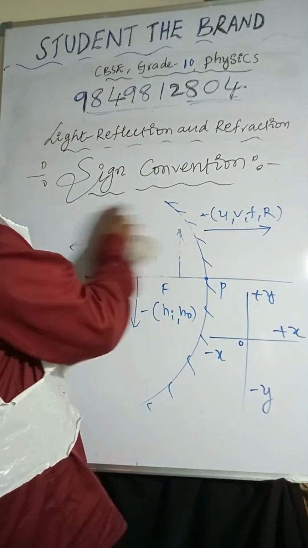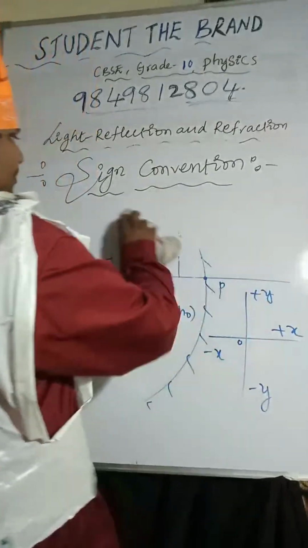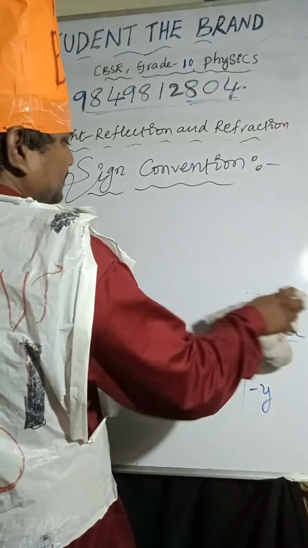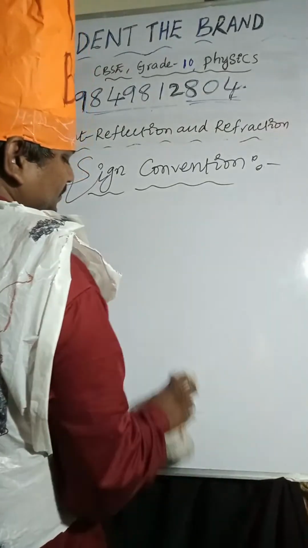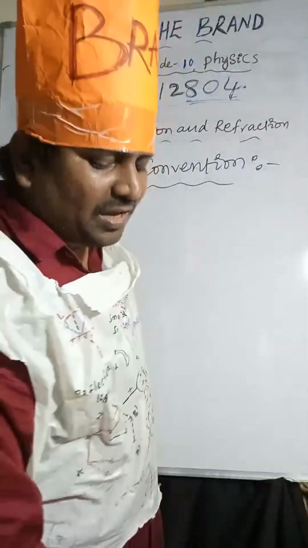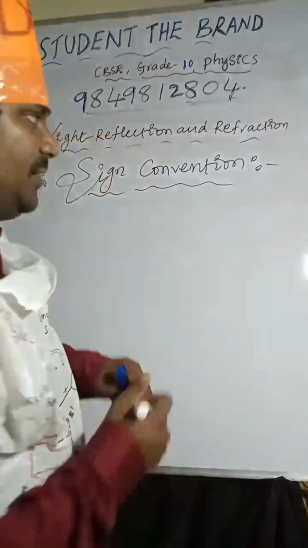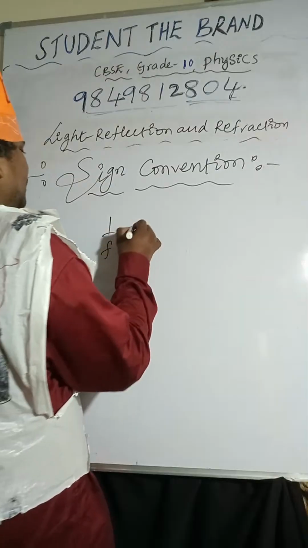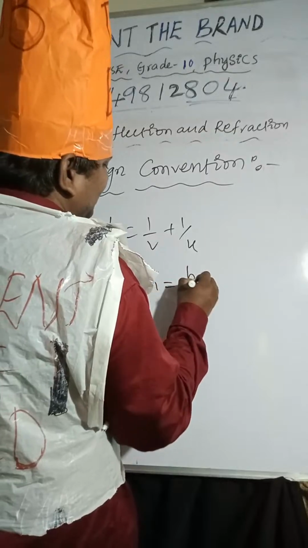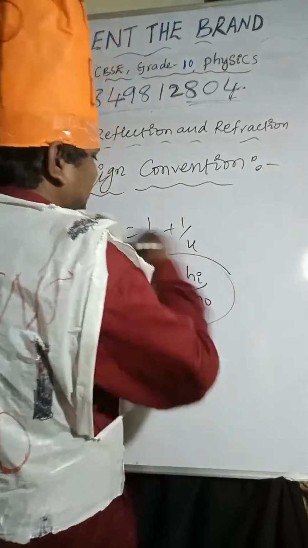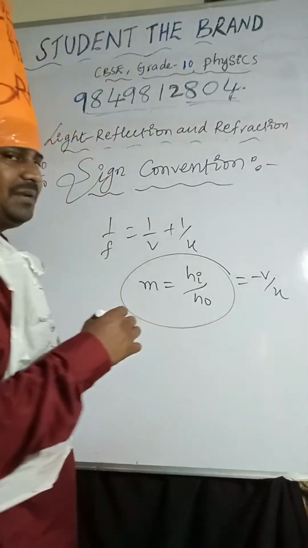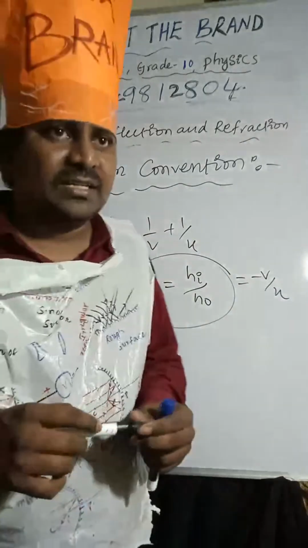Now, mirror formula and magnification. Mirror formula: 1 by f equals 1 by v plus 1 by u. Magnification equals height of the image by height of the object, which is nothing but minus v by u. I hope it is very clear to all.